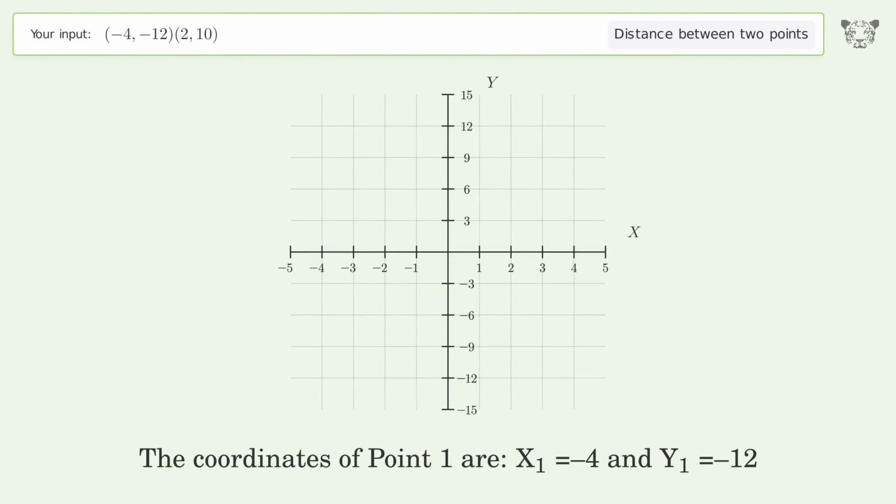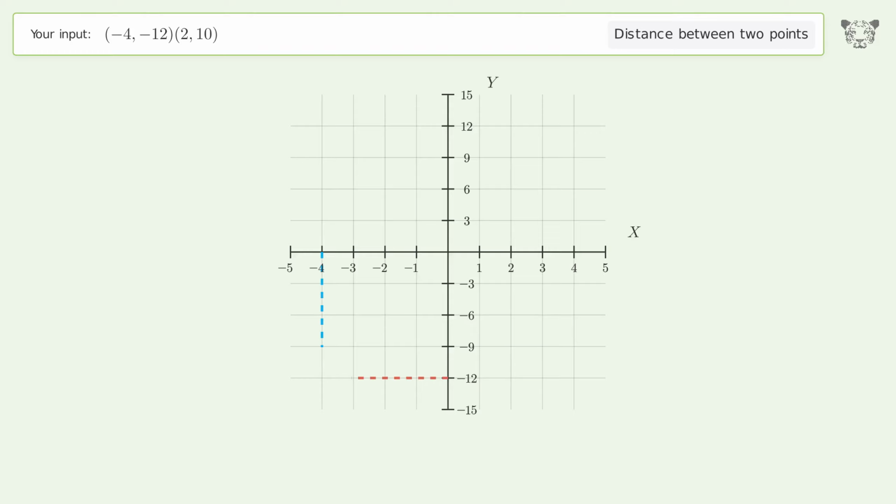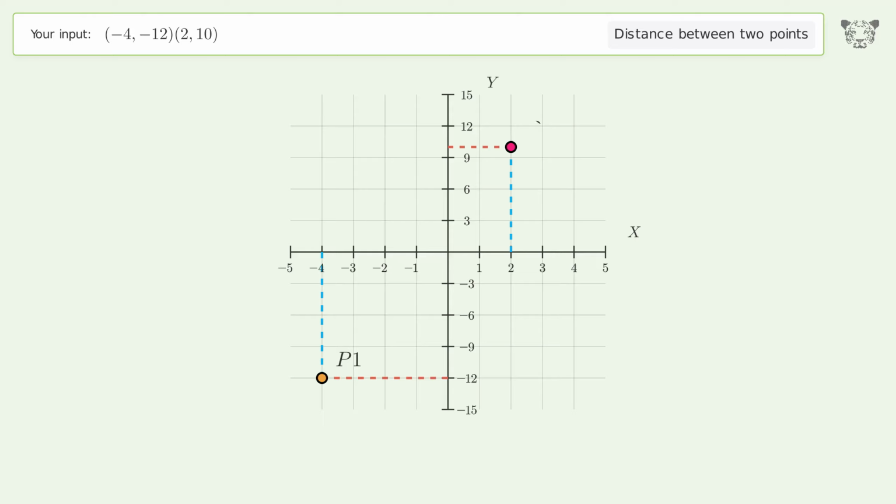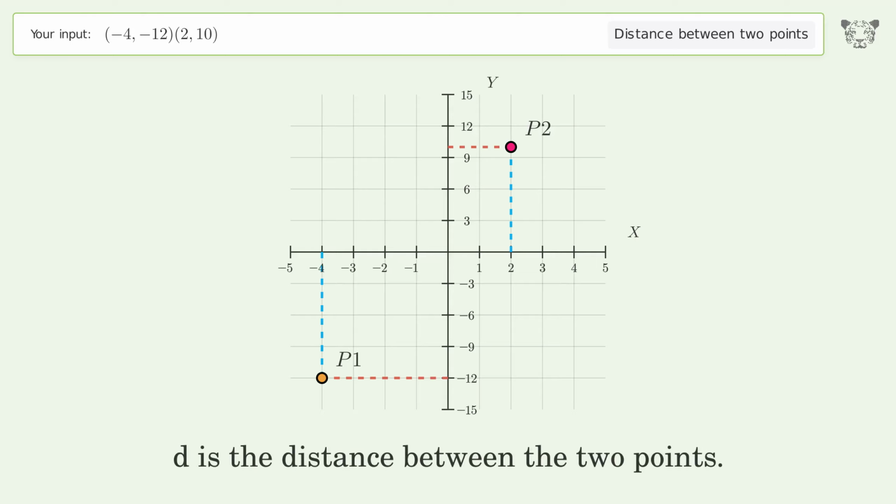The coordinates of point 1 are, x1 equals -4 and y1 equals -12. The coordinates of point 2 are, x2 equals 2 and y2 equals 10. D is the distance between the 2 points.